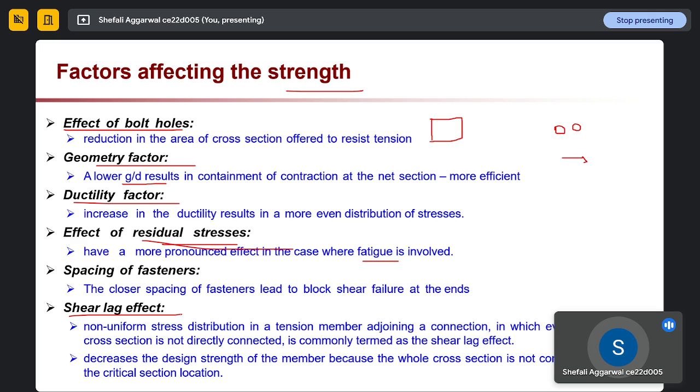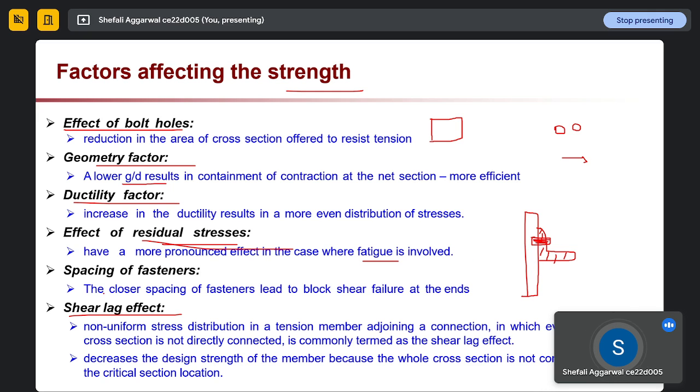So what is shear lag? Shear lag is the non-uniform stress distribution in any member in which each element of the cross section is not directly connected, right? This is our member. This is our L section. Our connection is provided here. Because of this, in this element there will be a non-uniform stress distribution, right? Because this connection is not at the center and it's not connecting our complete element. Because of this uneven stress distribution, there will be a shear lag, especially in this element. So that is the shear lag.